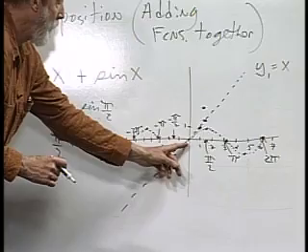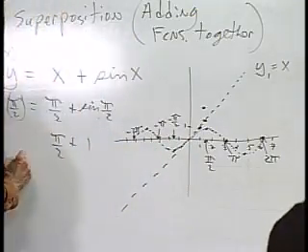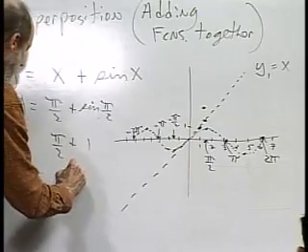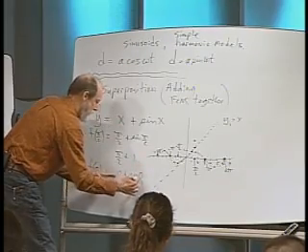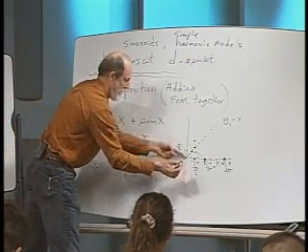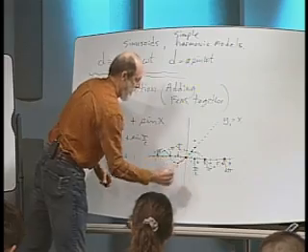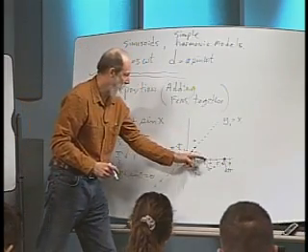How about here at the origin? If I add 0 to the sine of 0, I get what? I still get 0, don't I? 0 plus 0, adding those heights together, 0. What about when I'm at pi?